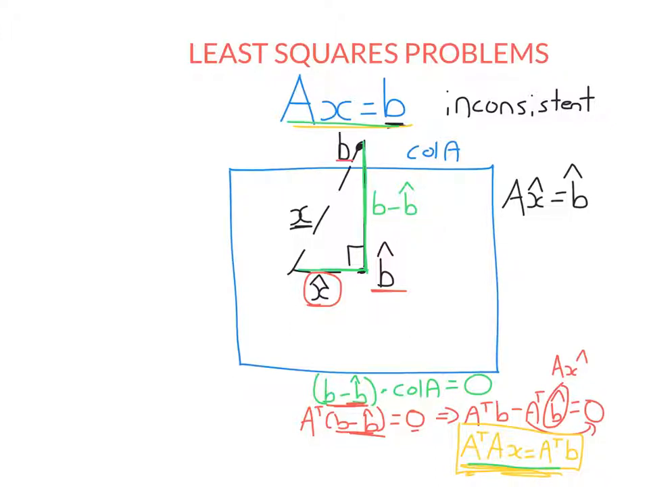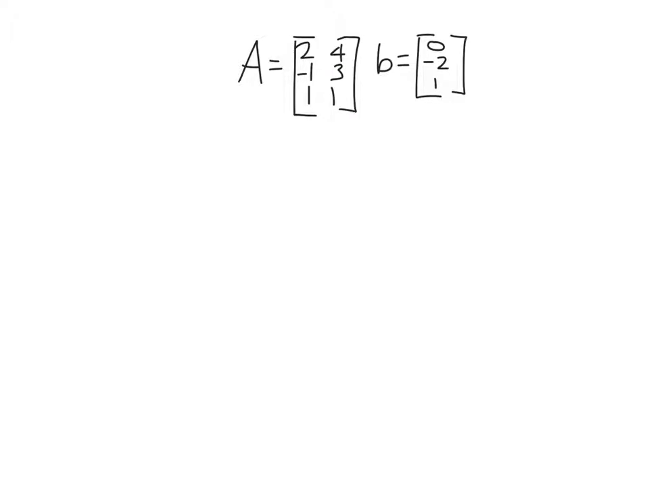Okay, let's now look at a couple of examples. So let's look at this example here. I want to find an X such that AX equals B with A and B as they are above. Unfortunately, this system is inconsistent. If you like, you can row reduce the augmented matrix to see that. And that's what you'd expect.